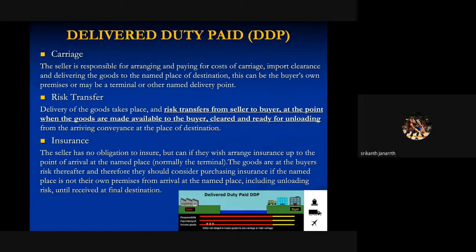So up to that point, you can see the risk transfers from the seller to the buyer at the point when the goods are made available to the buyer, cleared and ready for unloading. Cleared and ready for unloading. He will not do the unloading as in the previous term, but here he only pays the duty. Cleared and ready means he has cleared, that means he has paid the duties, and it is ready for unloading. So the buyer has to unload it and take care of it from there.